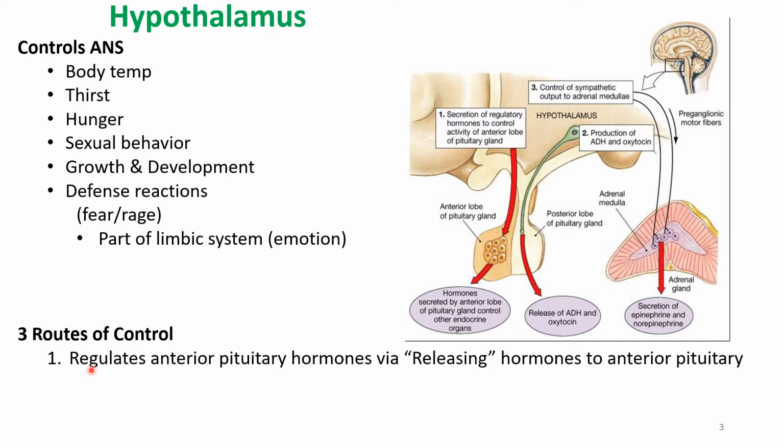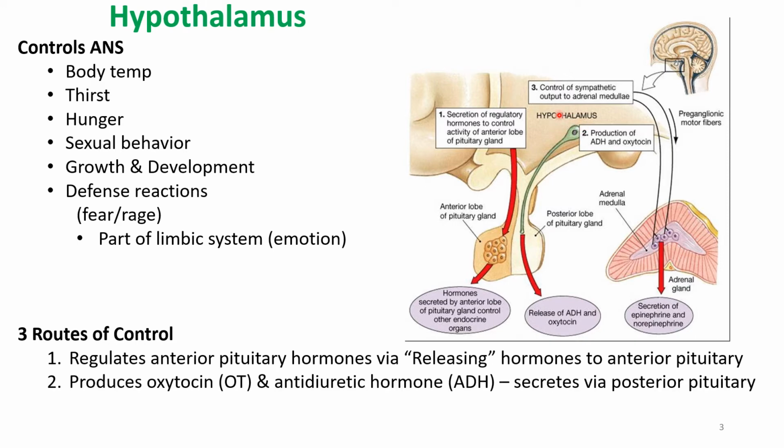And it's going to have basically three different routes of control. It's going to regulate hormones coming out of the anterior pituitary gland. So here's our little pituitary gland here, and you're going to see that we're going to divide it up into an anterior section and a posterior section. For the anterior section, the hypothalamus is going to put out hormones that travel in the bloodstream and come down here, and they're going to control the release of hormones that are made in the anterior pituitary gland.